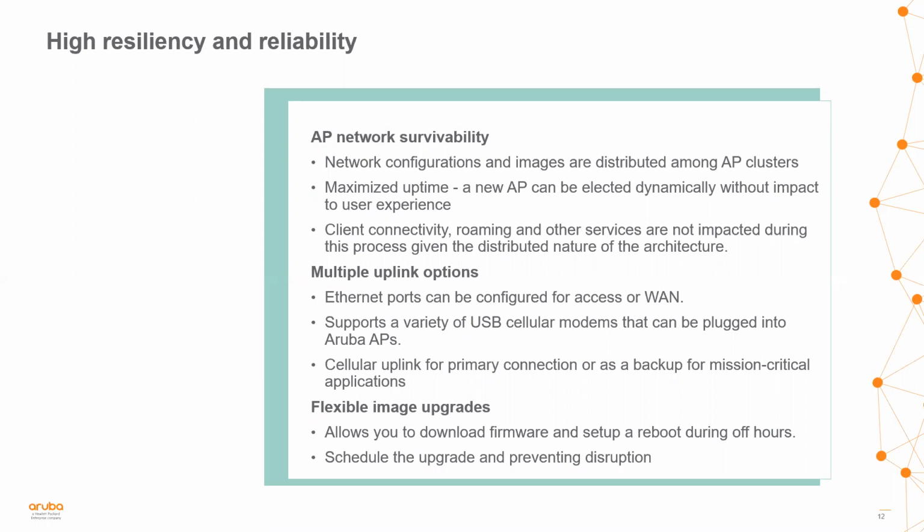Now, a lot of our access points have USB ports on them. You might have seen that. That's because we can plug a cellular modem directly into the access point for some uplink in case the primary connection is lost.